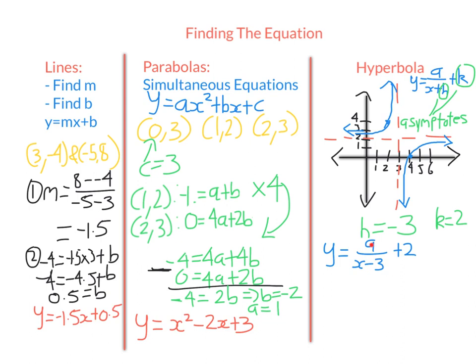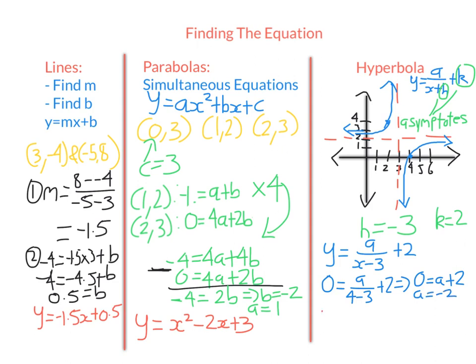The last thing we need to do is find a. So to find a, we're going to substitute in a point, a value for x and y, into this equation. So we just pick a point that's easy to see. This one here that's marked is the point (4, 0). So I'm going to substitute into this equation y equals 0 and x equals 4. So I get 0 is just a over 1 plus 2. So subtracting 2 from both sides, a equals minus 2.